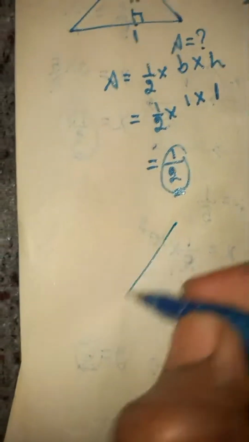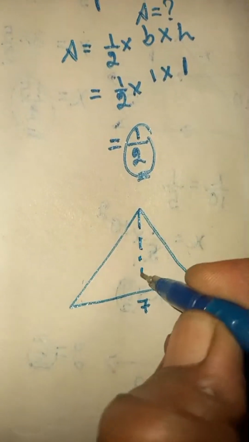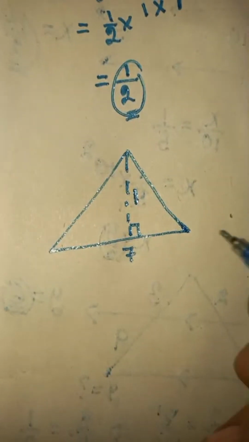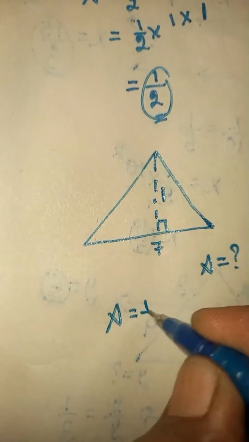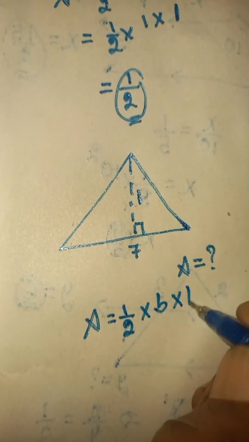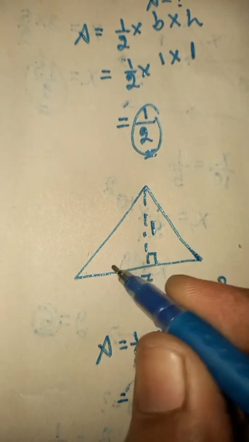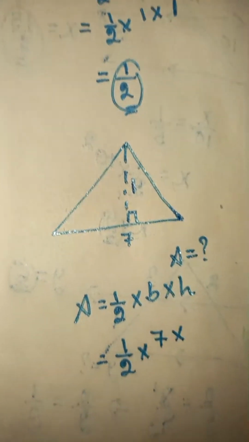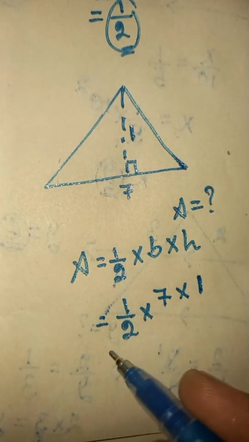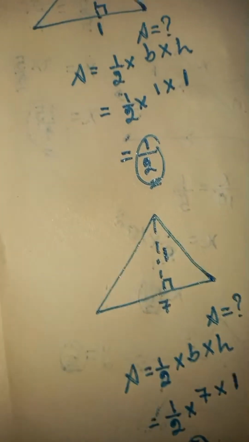Let's take one more triangle. In this triangle, they have given the base length as 7 units and the perpendicular height as 1 unit. Now find out the area of this triangle. Area of this triangle is half times base times perpendicular height. So here it becomes half times this base which is 7 units, times this perpendicular height which is 1 unit. 7 times 1, above it remains as 7, below it becomes 2, 7 by 2 square units.